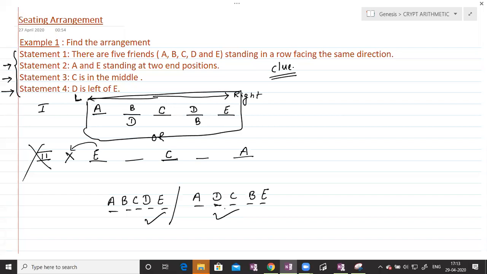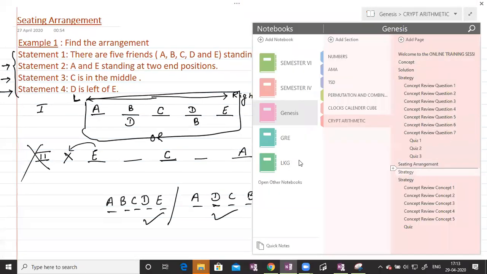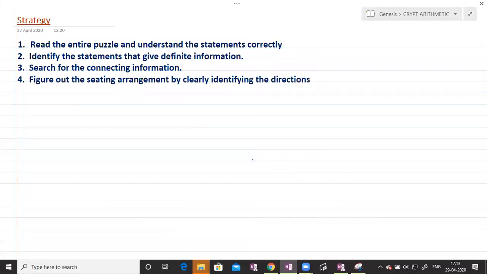So you should make note of this. Immediate right, immediate left, all this. And also look at this. I'll tell you the strategy. What is the strategy here to find out? The very first strategy, the first number: read the entire puzzle and understand the statements correctly.